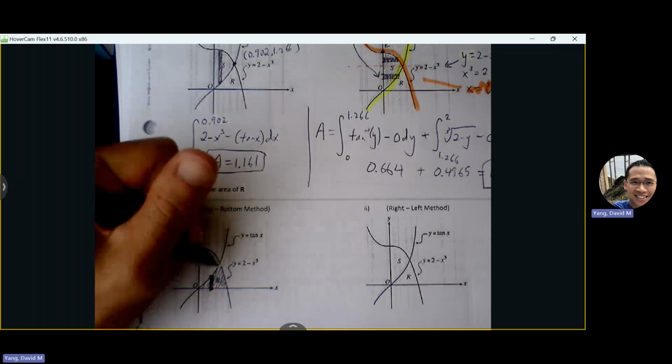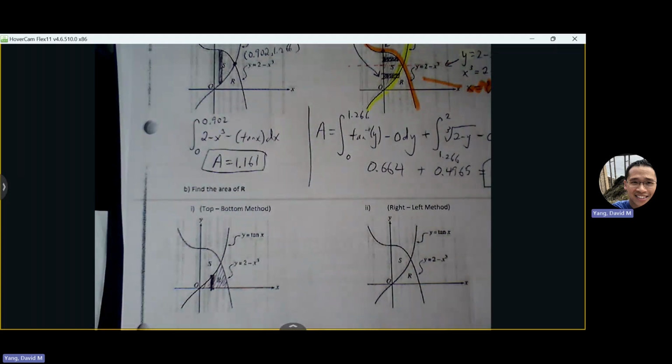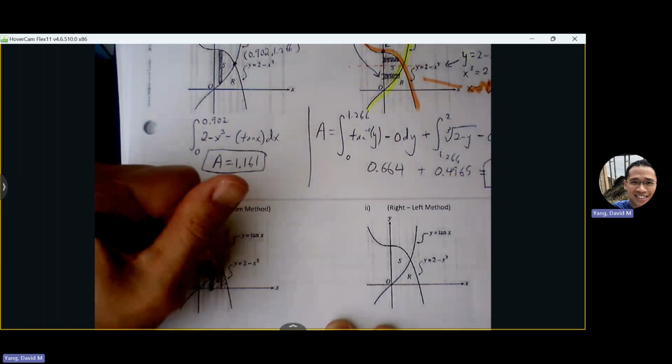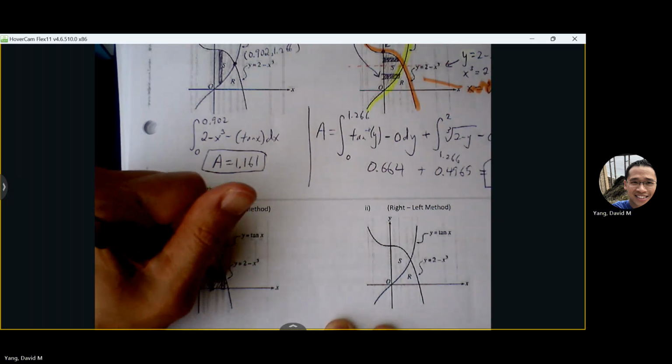So if you imagine these vertical rectangles shifting from one end to the other, is the top graph always hitting the same curve? No, right? It's going to swap over to this other curve. So I need to have two representative rectangles.